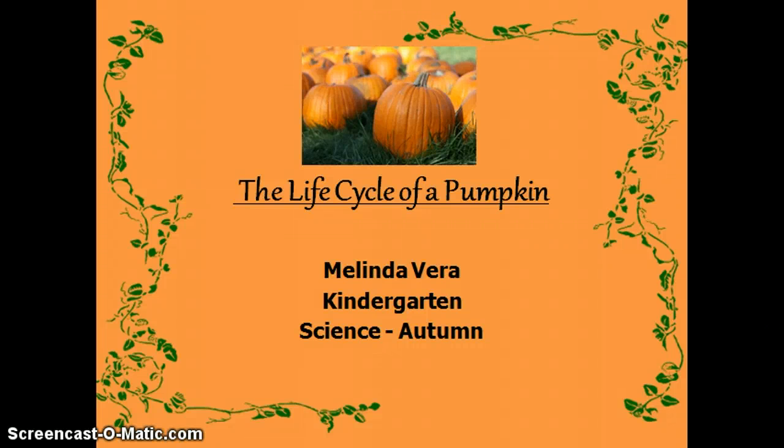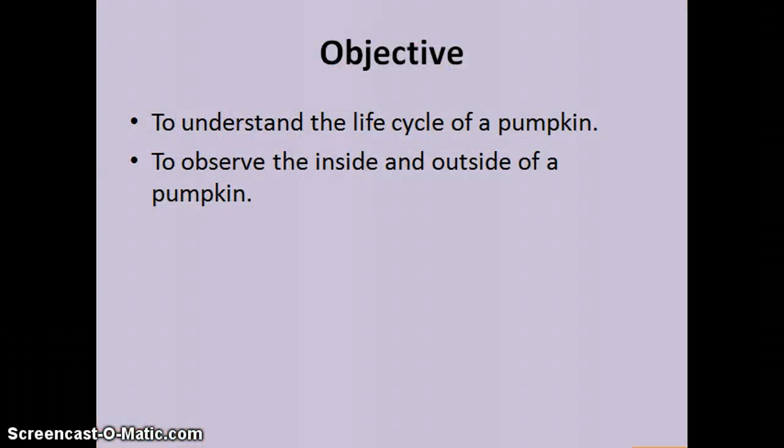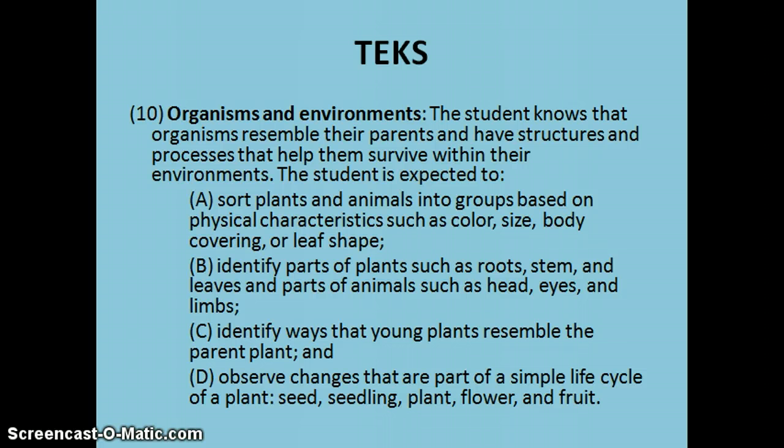The lesson we are going to discuss today is the life cycle of a pumpkin. This lesson is aimed towards kindergarten students and the content area is science and autumn. Our objectives today are to understand the life cycle of a pumpkin and to observe the inside and outside of a pumpkin. The techniques we're using are 10 organisms and environment.